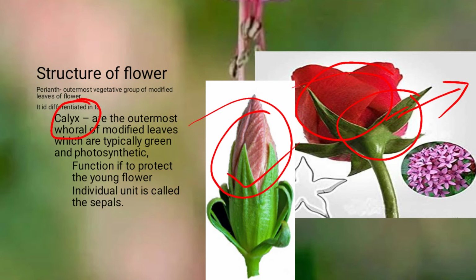So this is the flower of hibiscus. Here you can find the green colored leafy structures called the calyx. And below the calyx you can find thin leafy structures. This is not the calyx, but it is the epicalyx, which is a modification of the bract.